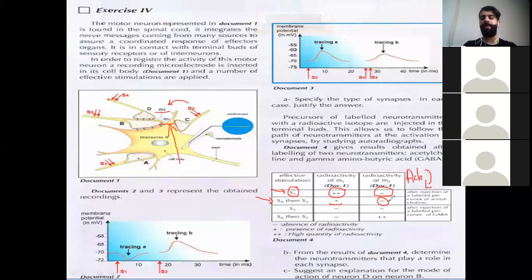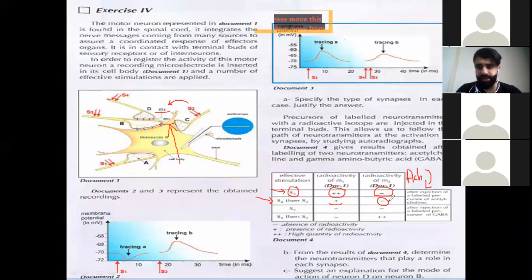Here, what can you deduce about the neurotransmitter? The neurotransmitter acetylcholine plays a role at the level of M1 or at the level of M2. Justify your answer. Where radioactivity is detected, it plays the role. So where is the role of the neurotransmitter acetylcholine, at the level of M1 or M2? Justify your answer. Yes, Padilla, what do you think? It works at the level of M1.